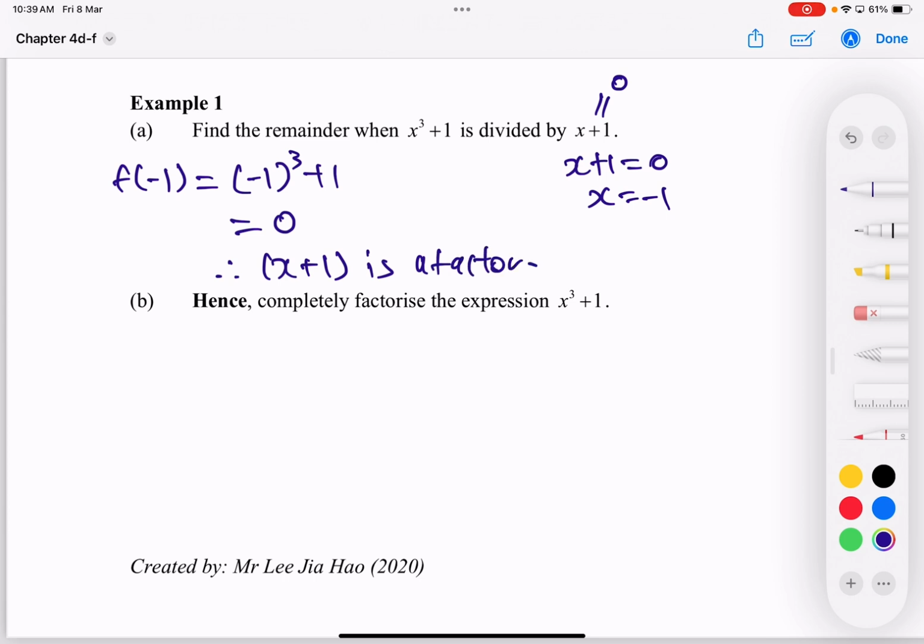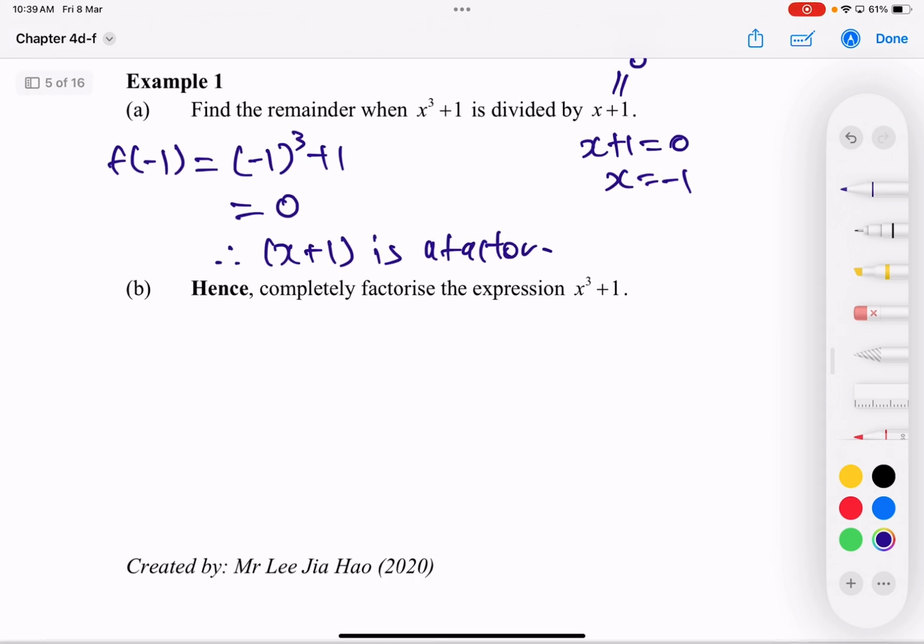Okay? So you know that this thing is a factor. Alright, let's try the difficult method. I tell you what, example 1 we do by difficult method, example 2 we do by long division. So we practice both, alright? Okay, so this one, we want to factorize completely.